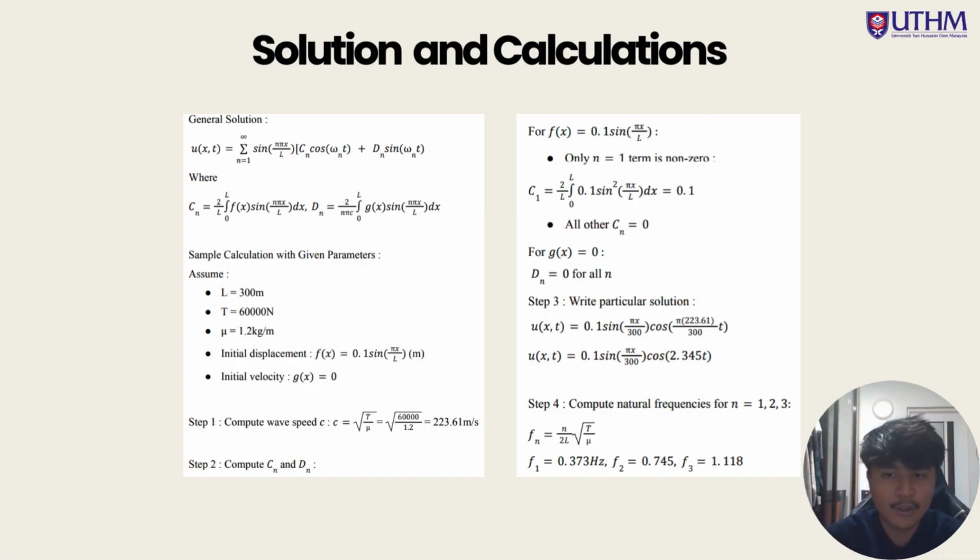And then step 2, we compute the c_n and d_n. Then we compute natural frequencies, and for step 3 we write the particular solution, and for step 4 we compute the natural frequencies for n equals 1, 2, 3, and so on.